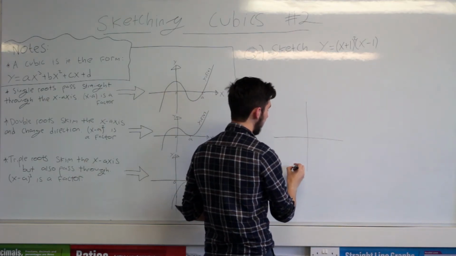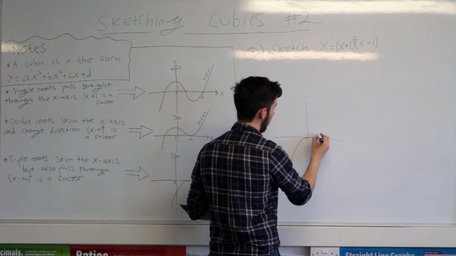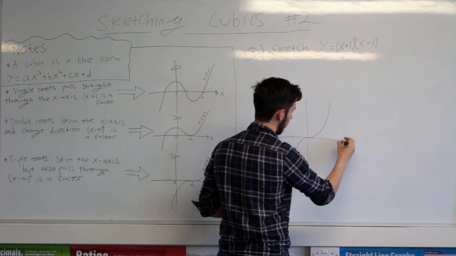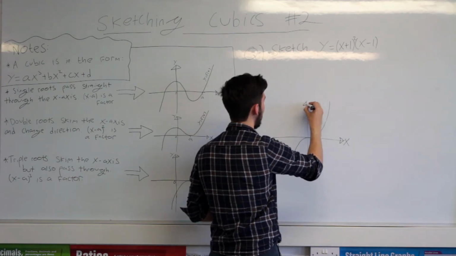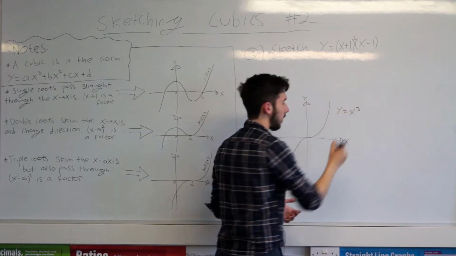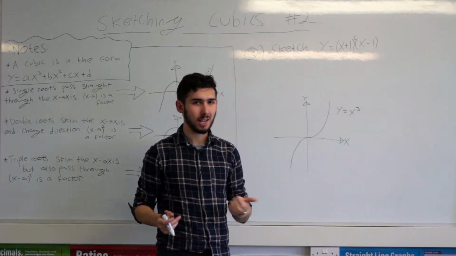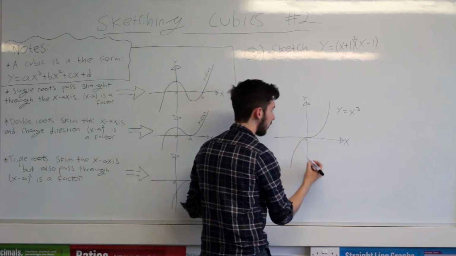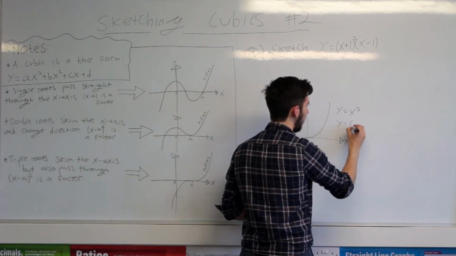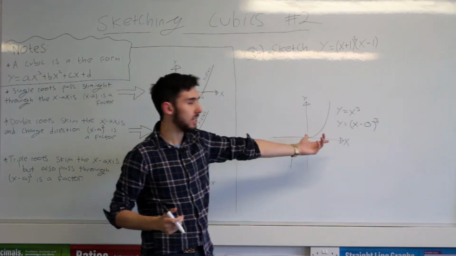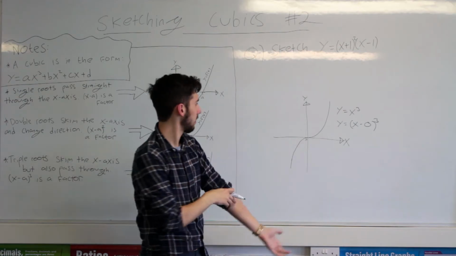So, for instance, the basic cubic, y equals x cubed, you guys should know this from GCSE, y equals x cubed looks like this, if I can draw, which as we should know by now, I can't. So this is the graph of y equals x cubed. But hold on, we can write x as x minus 0, can't we? So this is y equals x minus 0 cubed, because x minus 0 is the same thing as x.